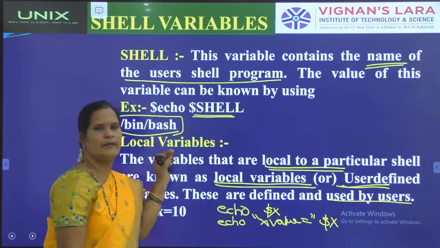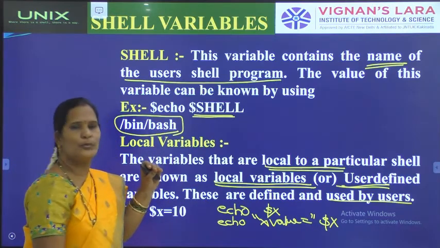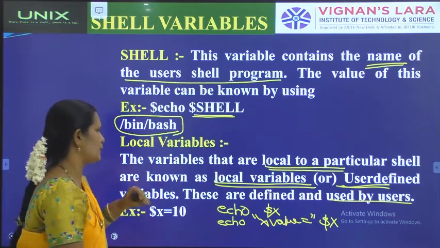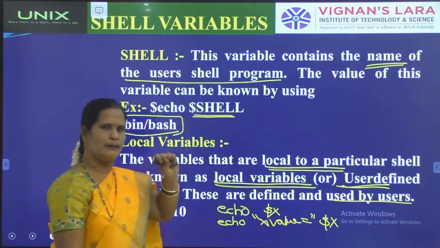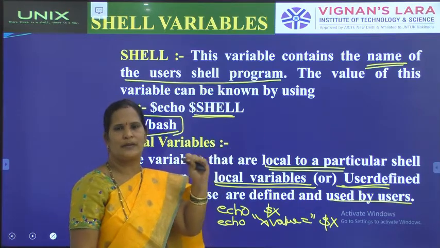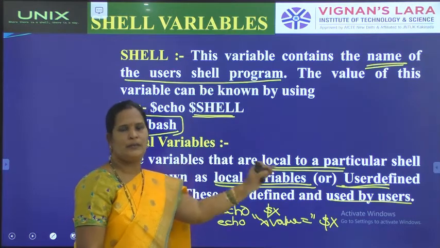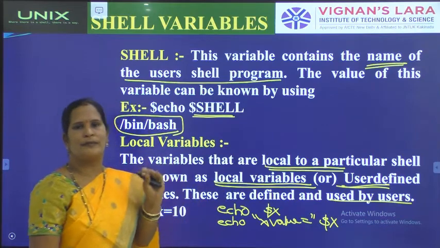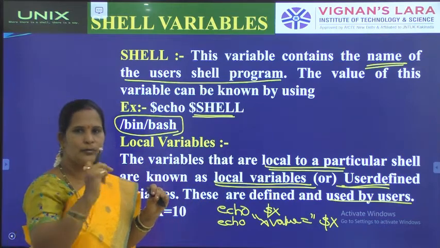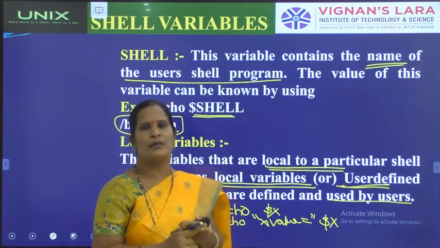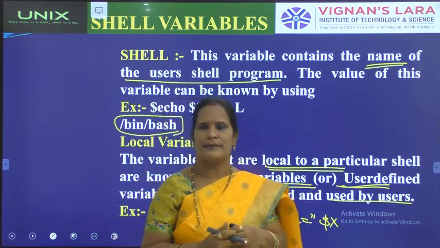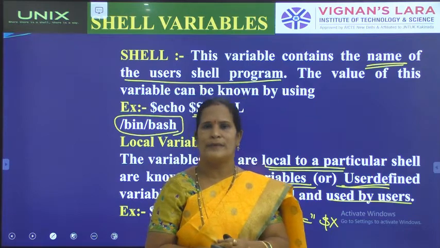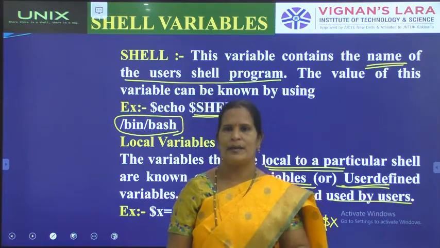That's why local variables are also known as user defined variables. These are local to a particular shell. That's why these are known as local variables. These are defined by users, used by users. That's why these are known as user defined variables. You have to remember the two names. System variables are also known as global variables or environment variables. Local variables are also known as user defined variables.